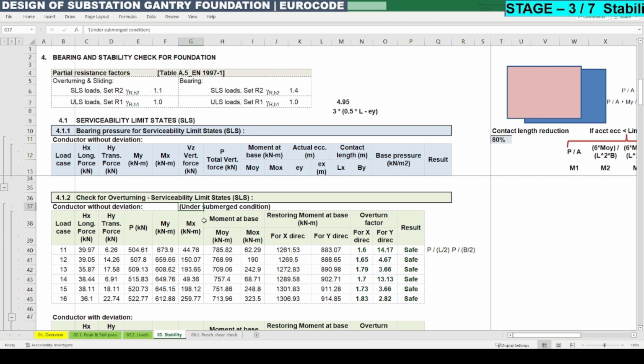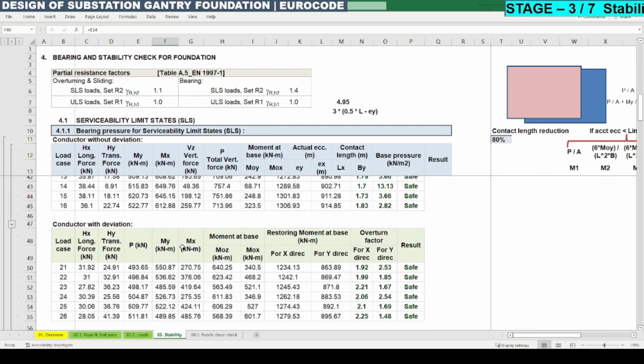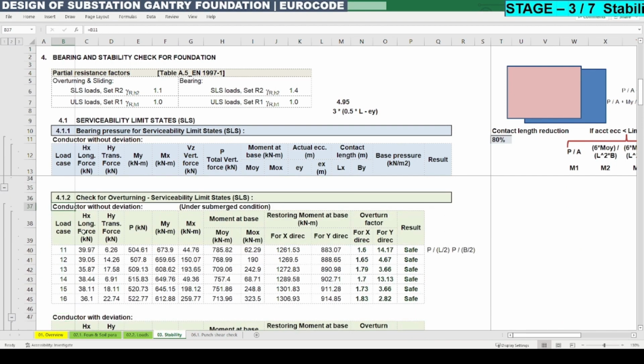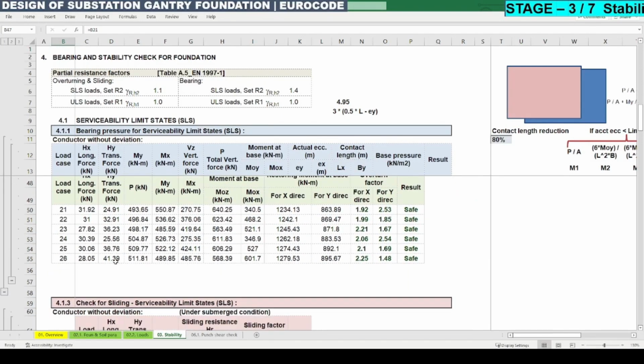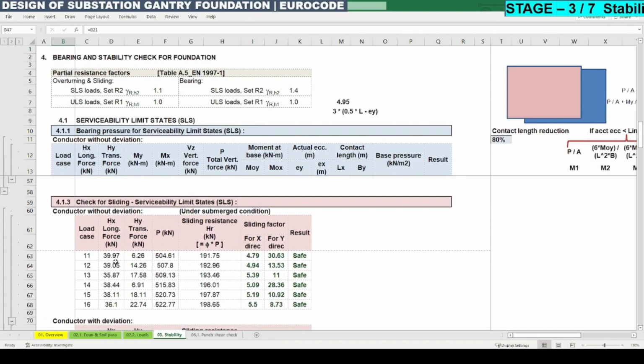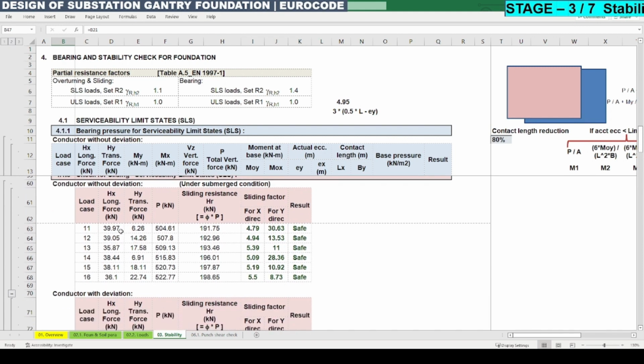Here, only the submerged condition we are considering. Then this is conductor with deviation. Earlier we calculated conductor without deviation, now it is conductor with deviation. So coming to the sliding check. The sliding check is very simple. Here we need not consider any moment, only the horizontal force. So the horizontal force with the submerged condition weight we need to consider.